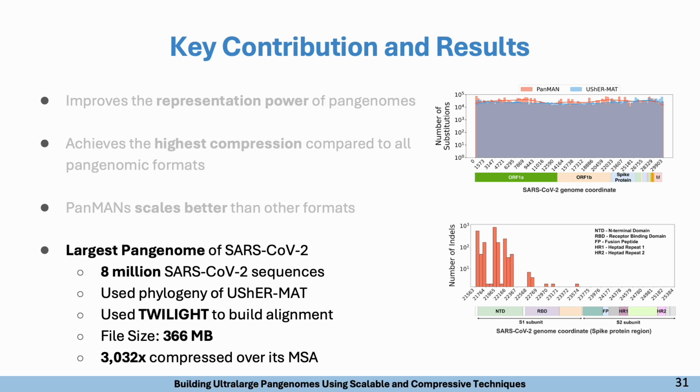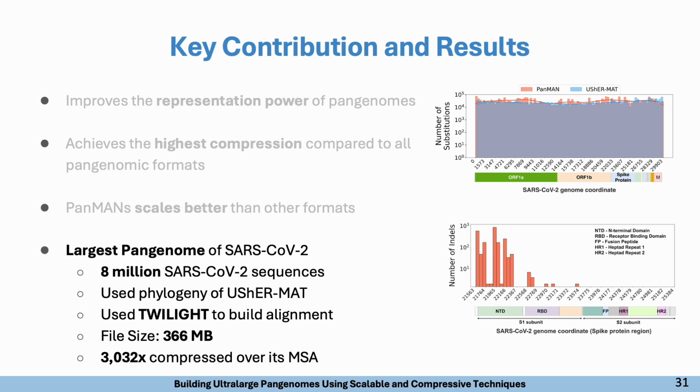Further, we analyze the quality of PanMAN by comparing its substitution landscape with Usher-Mat, and we observed high concordance between both of them, as shown on the plot on top right. Next, we analyze the indel landscape of the PanMAN. Again, this is the first time that an indel landscape is evaluated for SARS-CoV-2 at this scale.